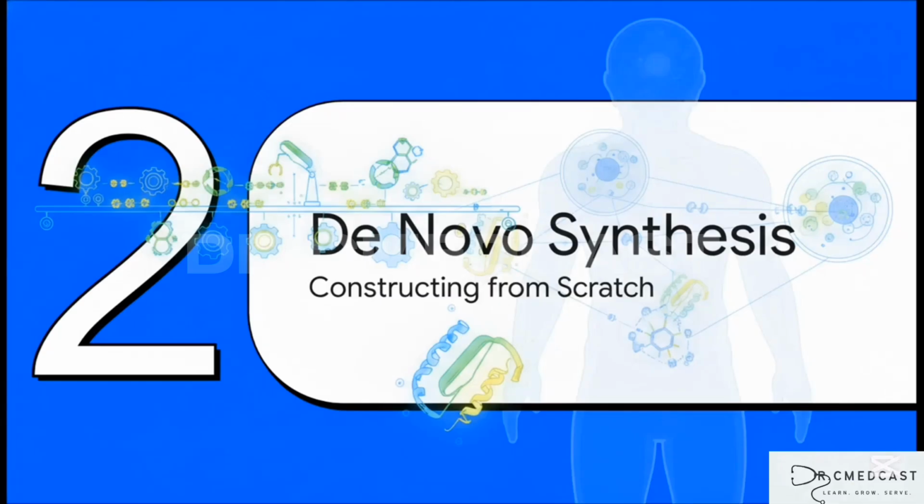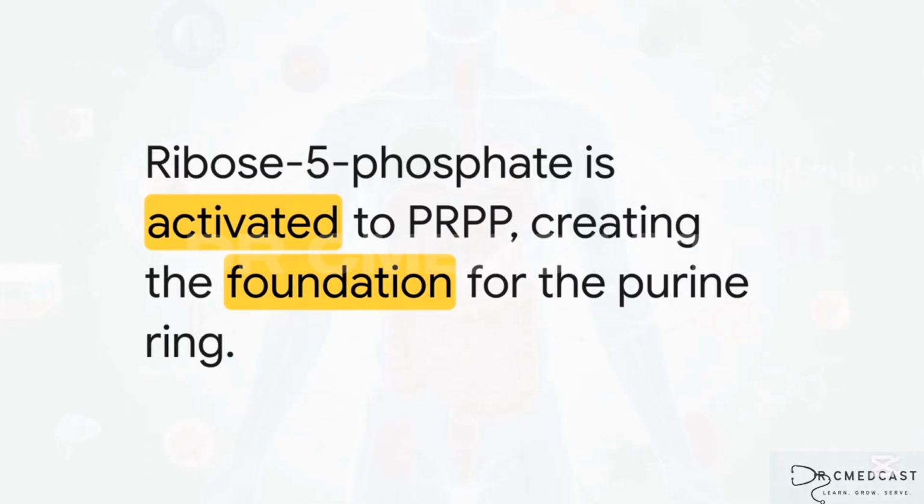Okay, so let's get into the nitty-gritty of how this construction project actually works. The de novo synthesis pathway. Think of it as a biochemical assembly line. It's super precise, it requires a lot of energy, and it needs a whole crew of specialized enzymes to get the job done right. Every good building needs a solid foundation. In this case, that foundation is actually a sugar molecule. An enzyme zips in, gives the sugar a jolt of energy, and turns it into a molecule called PRPP. You can just think of PRPP as the prepared slab of concrete we're about to build our purine on.